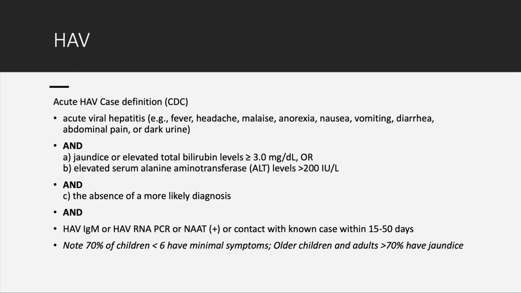You have to have laboratory evidence, which includes jaundice and markedly elevated transaminase levels and the absence of a more likely diagnosis. So they could be serologically positive, but if something else is causing those, it might not be a true case. You also need to find evidence of either Hep A IgM or evidence of Hep A RNA by a nucleic acid amplification test. All of those meet the acute definition.